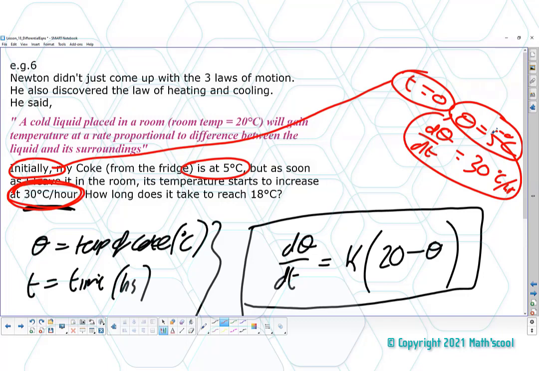So one of the things you notice immediately is this information here, these 2 bits out of that information, the d theta by dt and theta is 5, those can go into here and into here. And so you can find K straight away. You can put those bits of information in even before you solve the differential equation. If they give you a value of the rate, you can put that in even before you solve the differential equation.